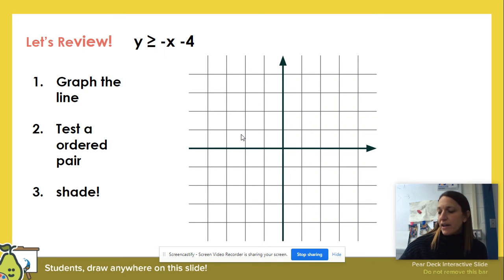Let's look at another one. This one is y is greater than or equal to negative x minus 4. So I have a solid line because there's that equal sign underneath the inequality. I put a dot at negative 4 on the y-axis, and I go down 1 over 1, down 1 over 1. I end up with a solid line and a y-intercept of negative 4.